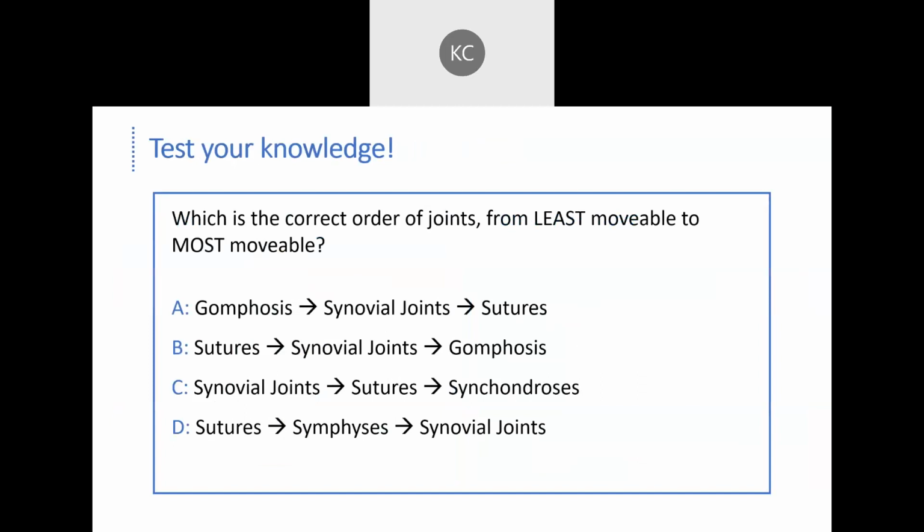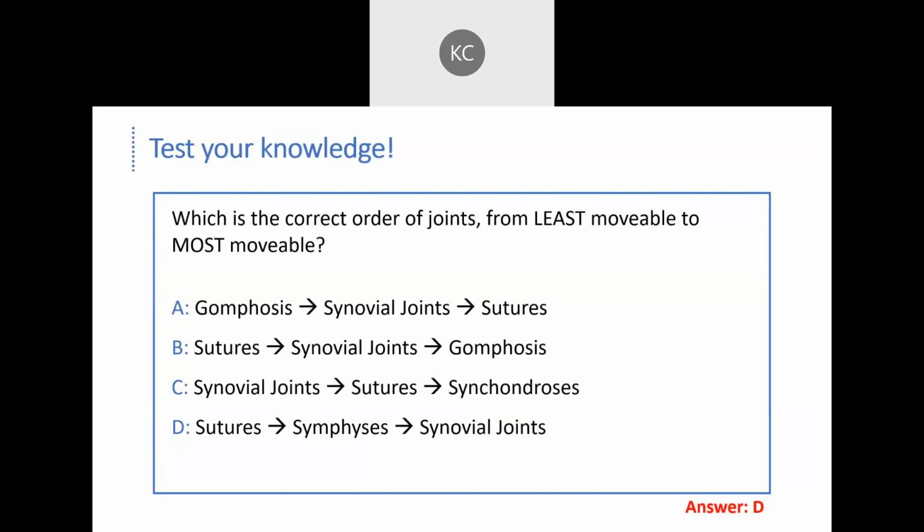Hopefully you were able to select the option D, right? So sutures are synarthrotic joints of the skull. Symphyses, this is a cartilaginous joint joined with fibrocartilage. Amphiarthrotic, slightly movable. And then synovial joints are what we are about to talk about, but we've already alluded to the fact that they are diarthrotic, right? They are very movable, okay?